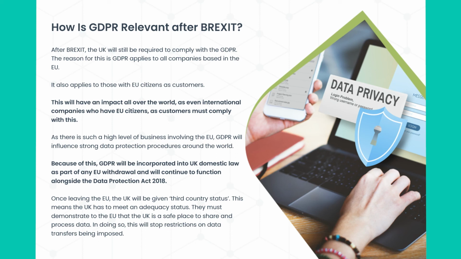Because of this, GDPR will be incorporated into UK domestic law as part of any EU withdrawal and will continue to function alongside the Data Protection Act 2018. Once leaving the EU, the UK will be given third country status. This means the UK has to meet an adequacy status. They must demonstrate to the EU that the UK is a safe place to share and process data. In doing so, this will stop restrictions on data transfers being imposed.